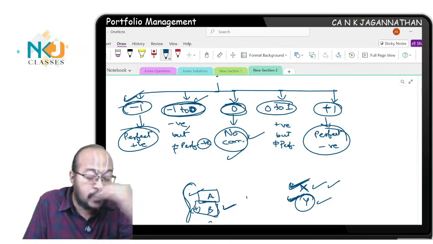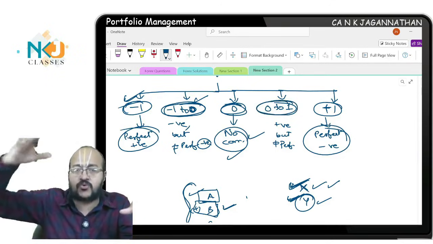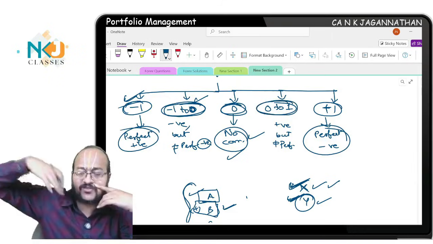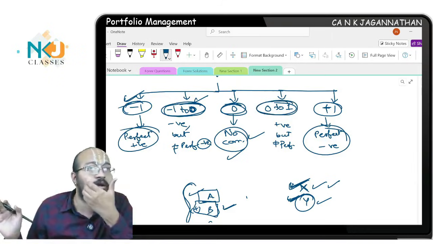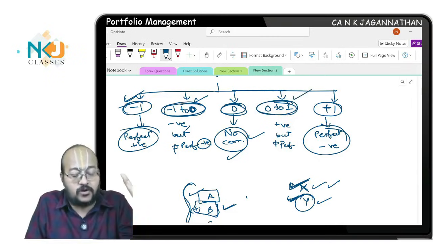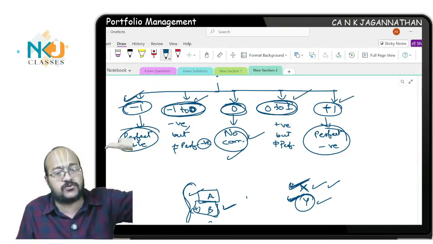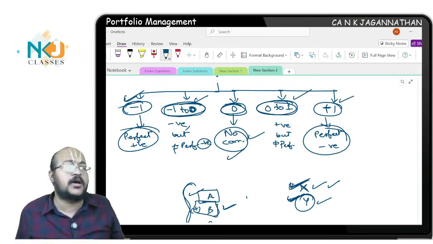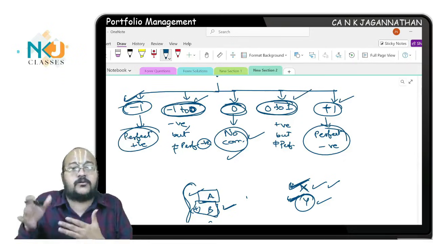Shall I? See, when the correlation is 0 to 1, which means there is positive correlation, mostly they move in tandem. Okay, if X goes up, Y also goes up. So sometimes they go in opposite direction, which is positive but not perfect positive correlation. Last one is perfect positive correlation. X goes up, Y also goes up. X goes down, Y also goes down. This is perfect positive correlation.